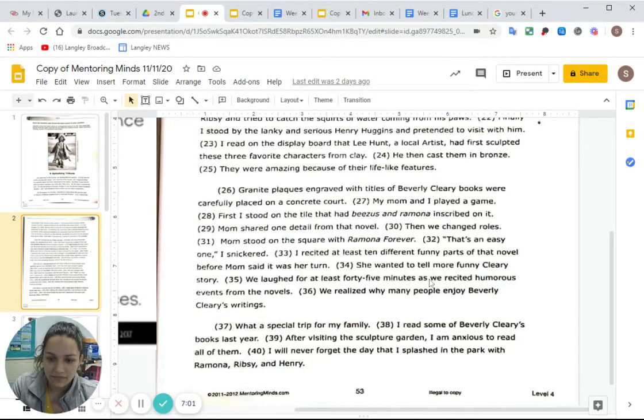We laughed for at least 45 minutes as we recited humorous events from the novels. We realized why many people enjoy Beverly Cleary's writings. What a special trip for my family. I read some of Beverly Cleary's books last year. After visiting the sculpture garden, I am anxious to read all of them. I will never forget the day that I splashed in the park with Ramona, Ribsy, and Henry.